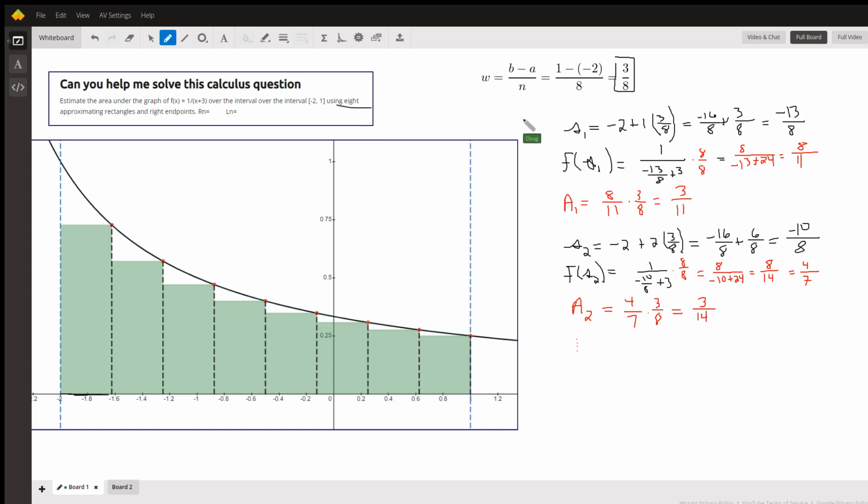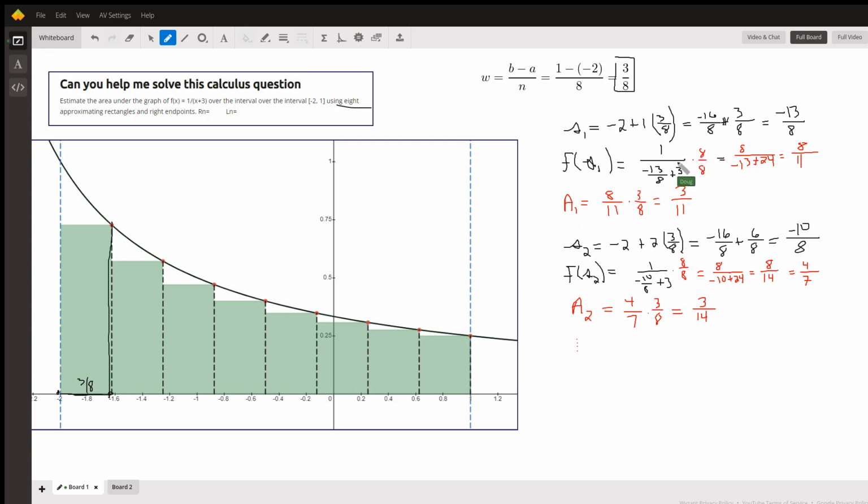And what you have to do for right-hand endpoints is realize that we're starting at -2 on the left. And to get this point right here along the x-axis, we're going to add on 1 width. So x sub 1, the first right-hand endpoint, is -2 plus 1 width, which reduces to -13/8, that is -16/8 plus 3/8. Okay, so if we plug that number into the function, we'll get the height of that first rectangle.